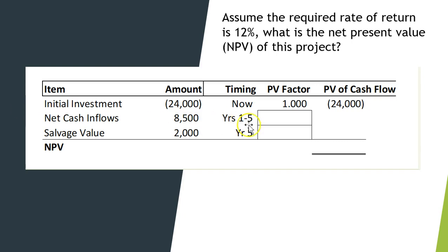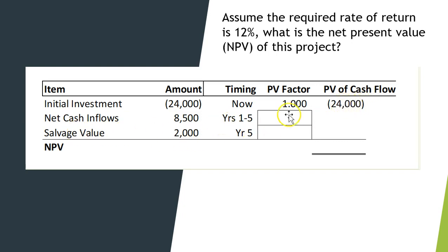So again, I lay out the information in this table, and I think this is the easiest way to do it. So I have 3 cash flows. Initial investment, that's minus $24,000. That happens now. The present value of $1 today is $1, so the factor is 1. So 1 times minus 24,000 is minus 24,000.